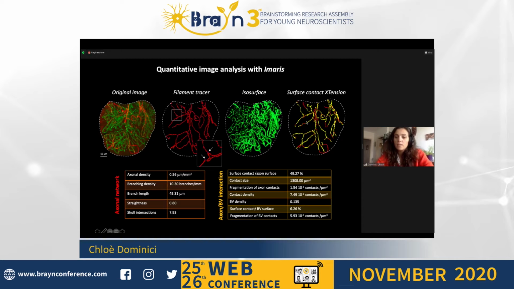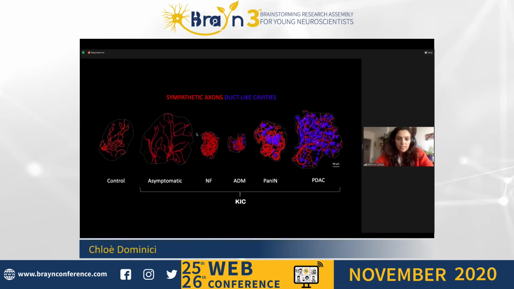And you see in yellow here all the contact between the axons and the blood vessels. And again, it gives us some morphological descriptions of these contacts, such as the size, the fragmentation, or the density. So here you can see the sympathetic reconstructions in control asymptomatic tissue, nodular fibrosis, ADM panning, which are pretumoral lesions, and PDAC, so tumoral lesions.